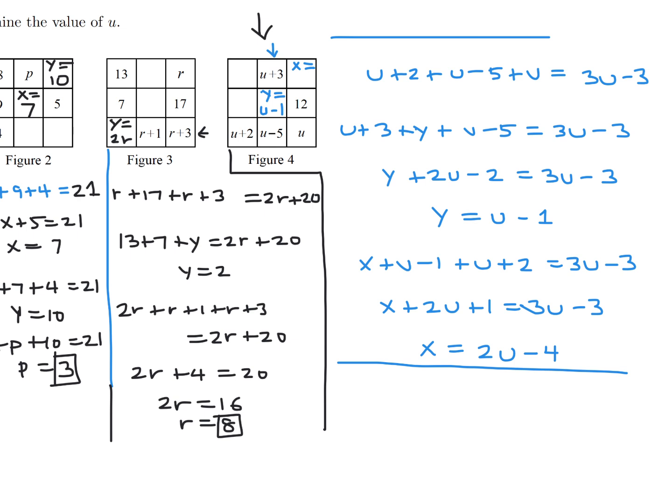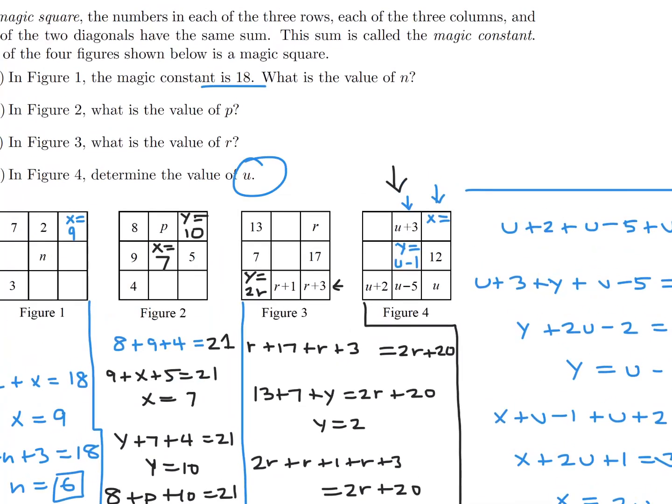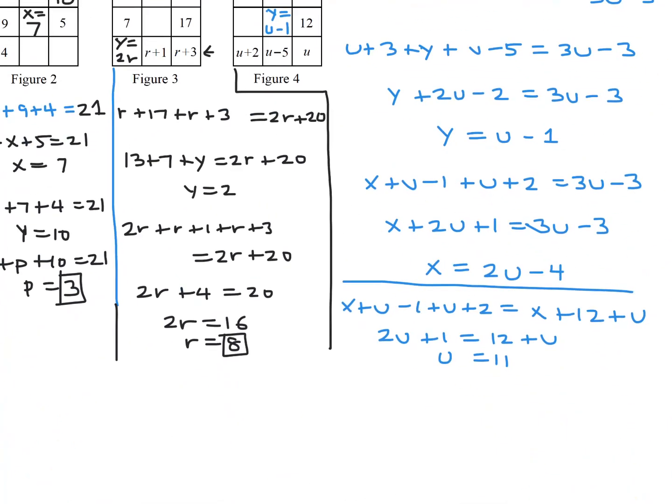The first is the diagonal, which is x plus u minus 1 plus u plus 2. And the other one would be that column, x plus 12 plus u. That way what happens is the x's cancel. And then I get 2u plus 1 is equal to 12 plus u. And that would give me u is equal to 11. Yeah, that's what they wanted, right? They wanted the value of u. Okay, so there we go. We got it.